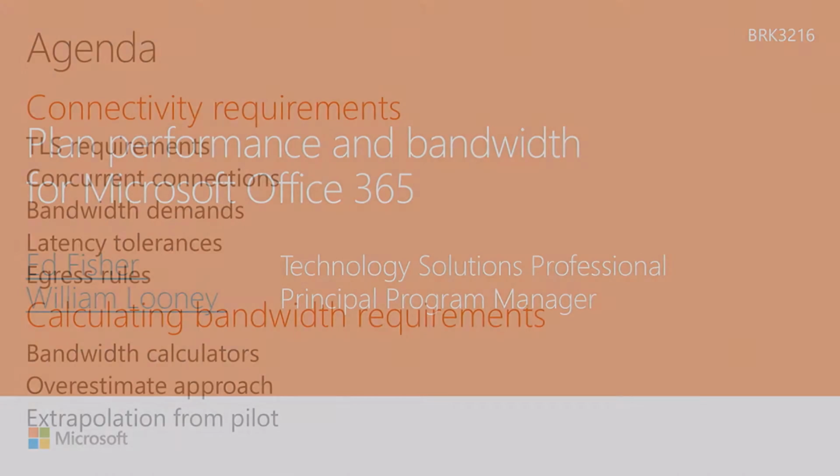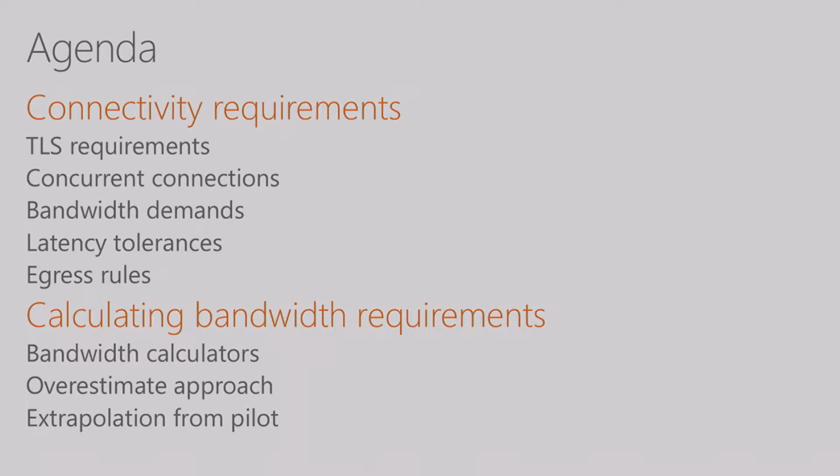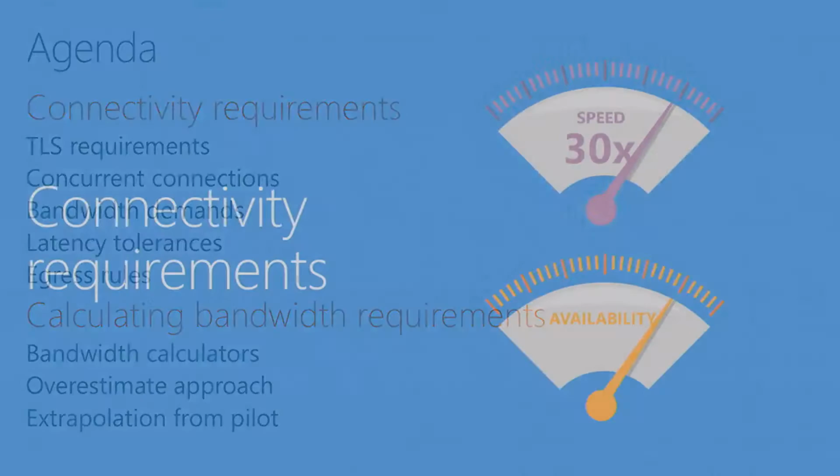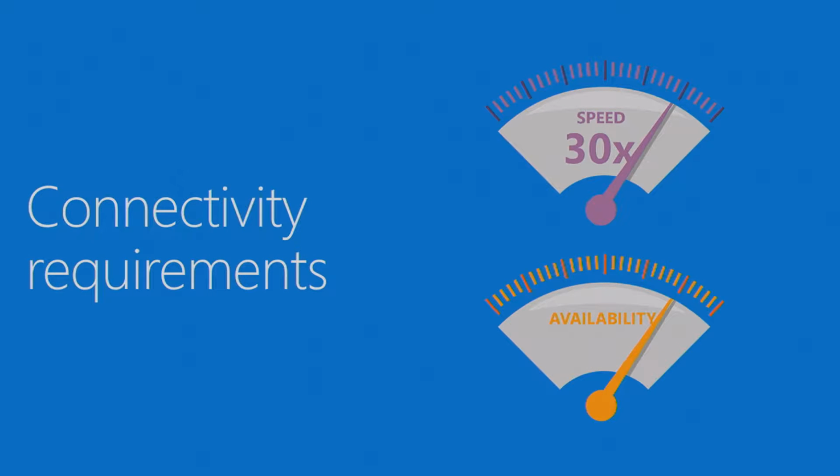What are we going to do in this session? We're going to talk about the connectivity requirements for Office 365, some of the things that are far too often overlooked or missed or misplanned for. We're also going to talk about calculating the bandwidth requirements. How do you know how much bandwidth your company is going to need to access Office 365? So that gives you an idea. We'll also have a pretty cool demo coming up as well. So let's jump right in.